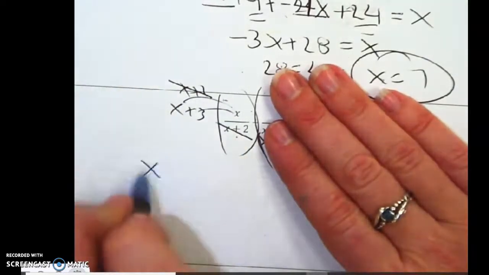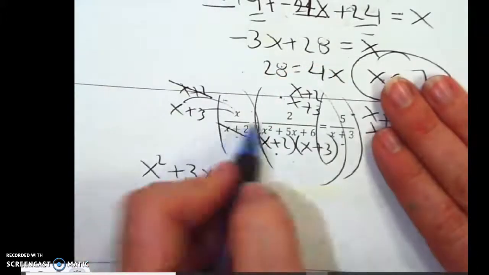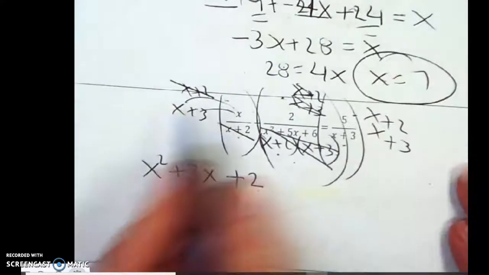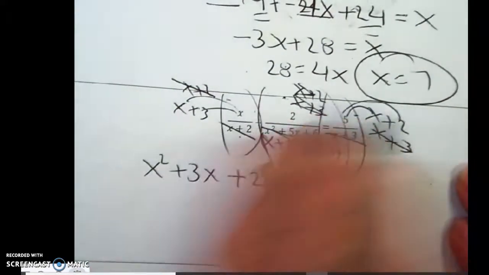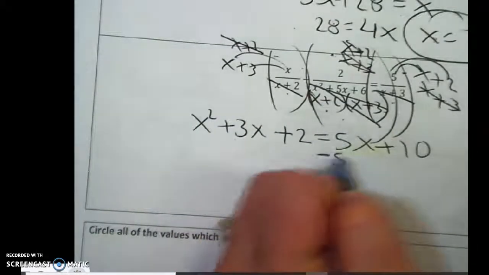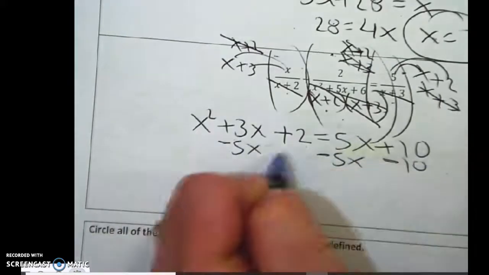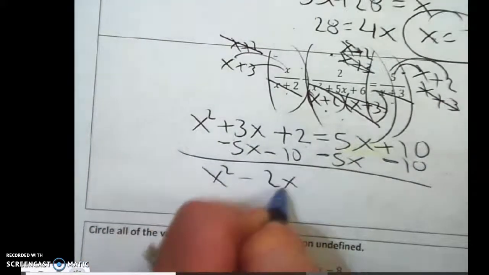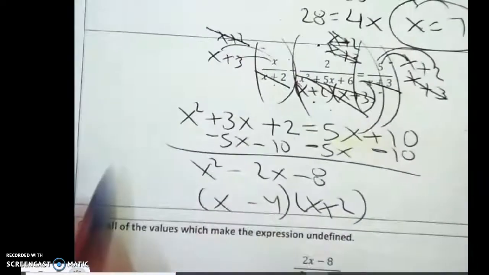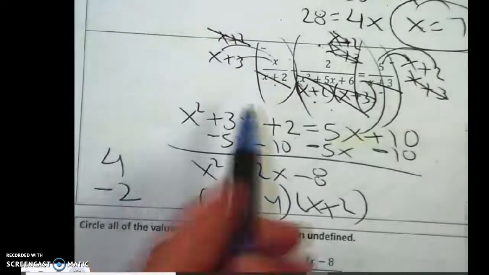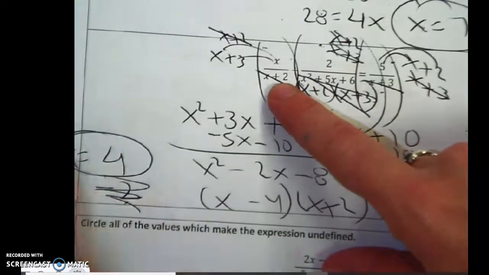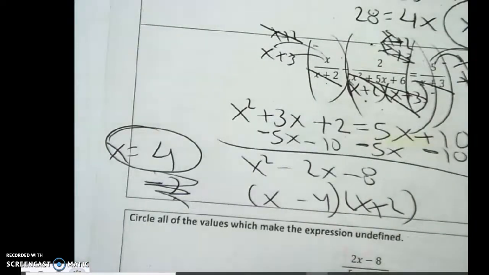Distribute, distribute. Look over here. Everything is gone. All I'm left with is plus 2. This is gone. Distribute, distribute. Now I set it equal to 0. And now this part is no problem. So I get 4 and negative 2. But the problem is, if I plug negative 2 in there, it's extraneous. So it is not a solution. The answer is x equals 4.